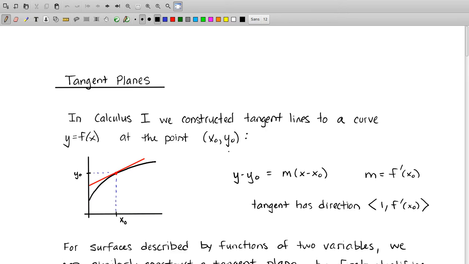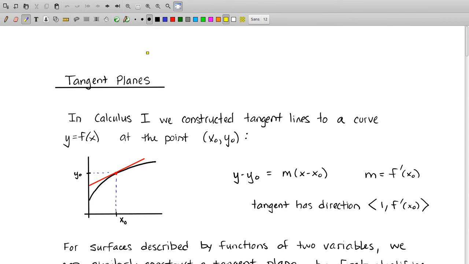Hello, today's lecture is on the subject of tangent planes. We're going to continue exploring the use of partial derivatives, connecting them to geometric objects, in this case a plane that is tangent to a surface, typically at one point, in the same way that tangent lines are tangent to a curve at one point.